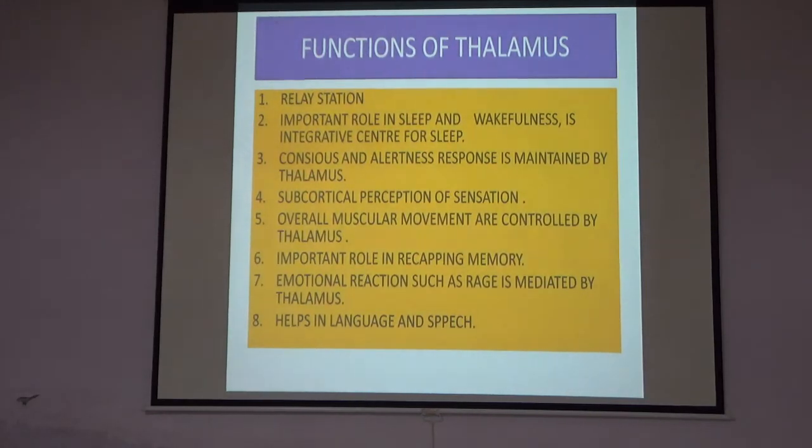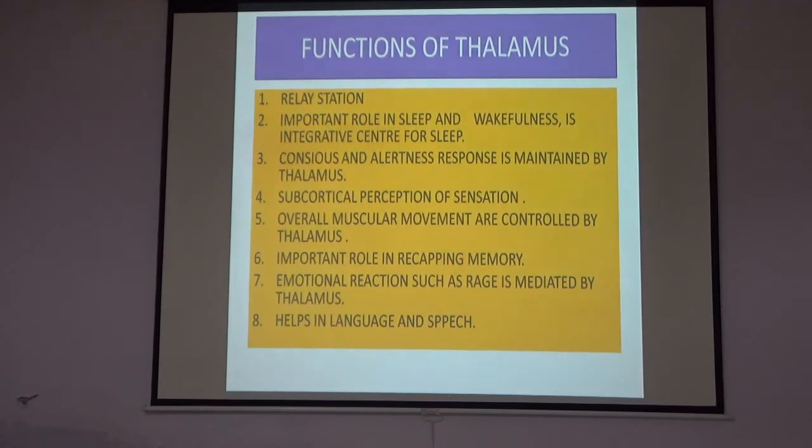We have seen that these include the medial geniculate body and the lateral geniculate body, and then the ventrolateral nucleus receives cerebellar impulses and relays them to areas 4 and 6 of the frontal lobe. Through this, the cerebellum guides and controls the function of the cerebrum. Then it also receives somesthetic sensations from the opposite half of the body.